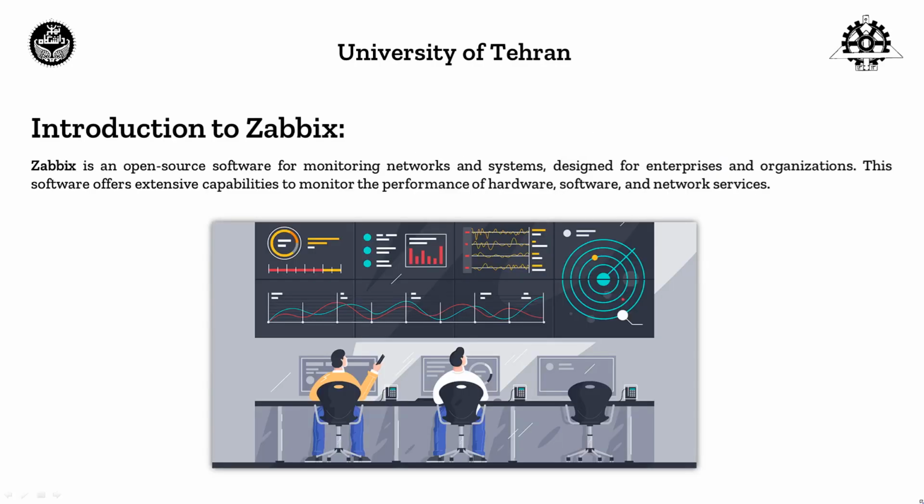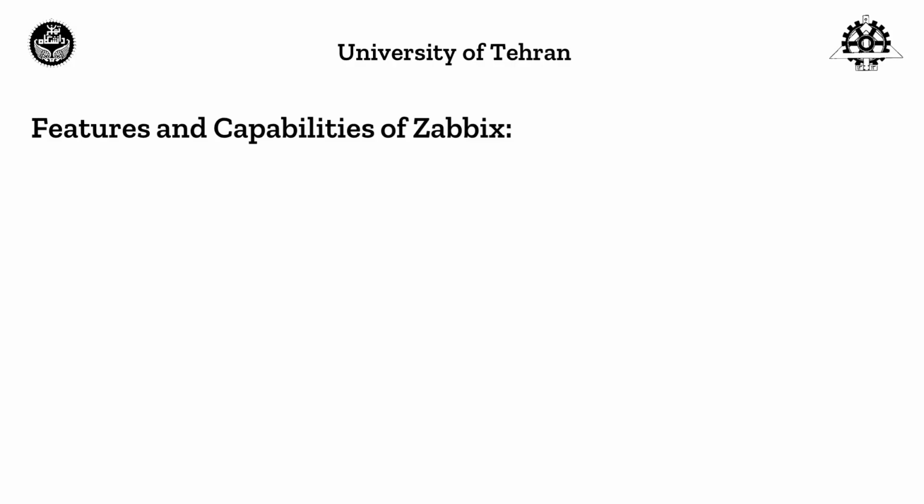Zabbix is an open-source software for monitoring networks and systems, designed for enterprises and organizations. This software offers extensive capabilities to monitor the performance of hardware, software, and network services. Features and capabilities of Zabbix.